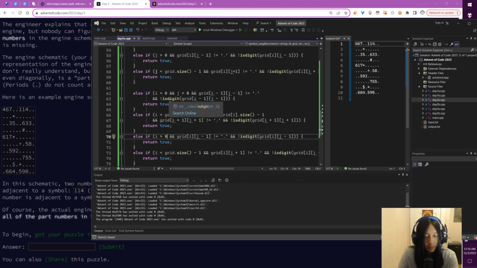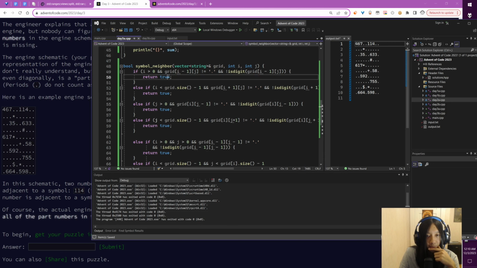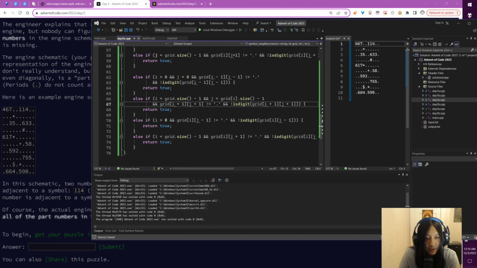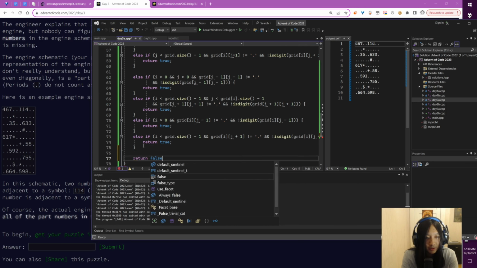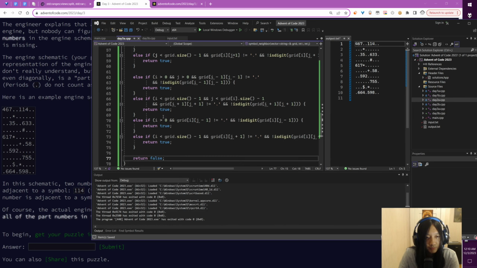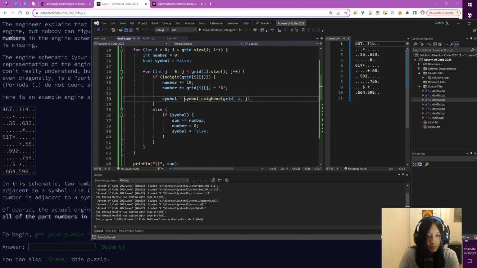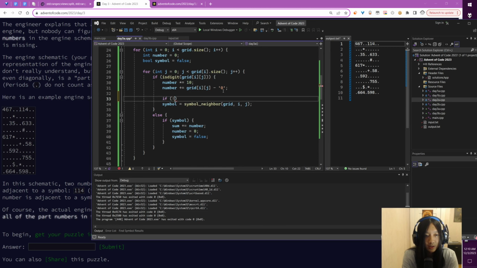So this does one above, so this does up, down, left, right, top left, bottom right. So we have two conditions left. Oh, also, at the end, if we have no symbol, return false. We only check for a new symbol if we haven't found one yet.